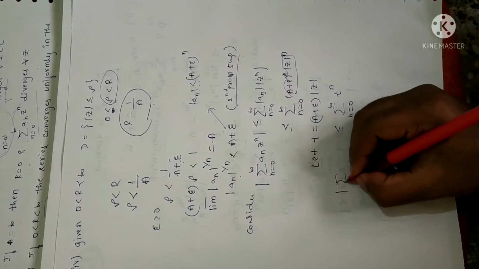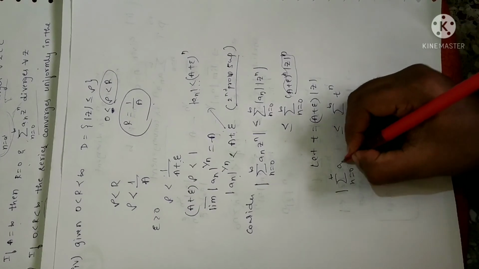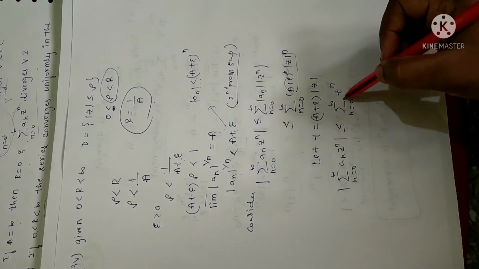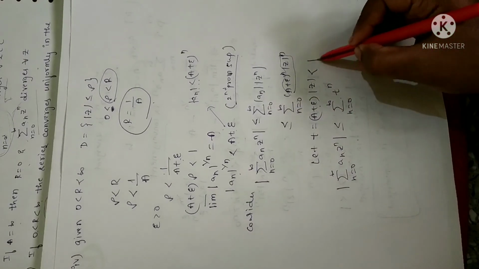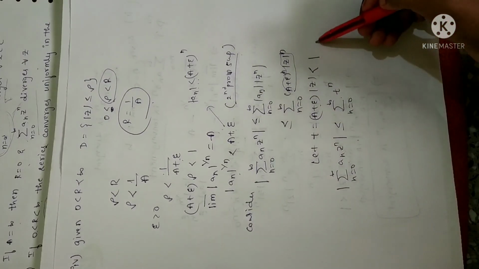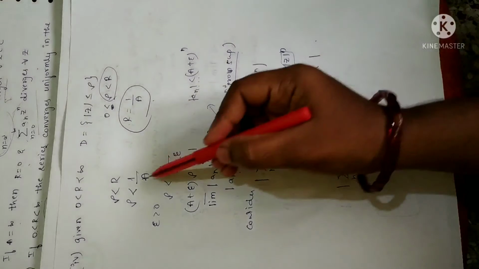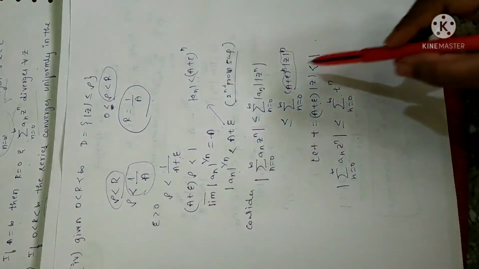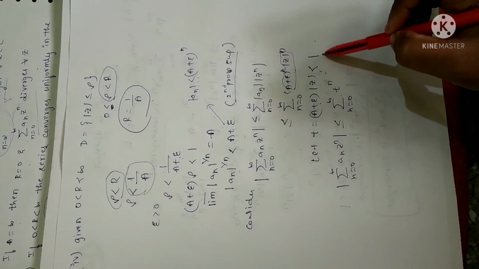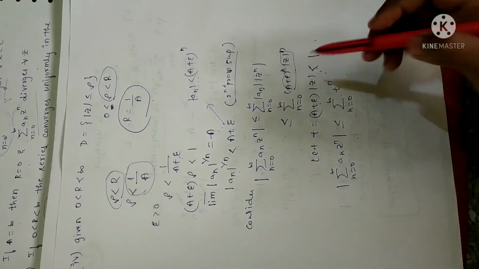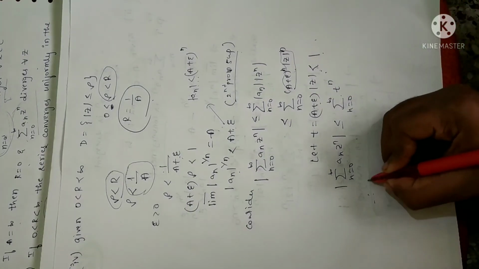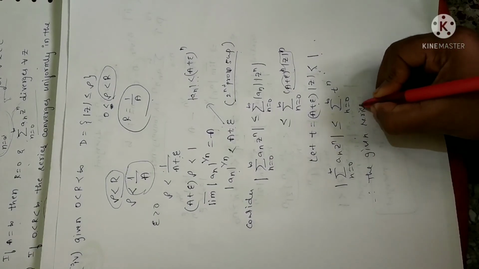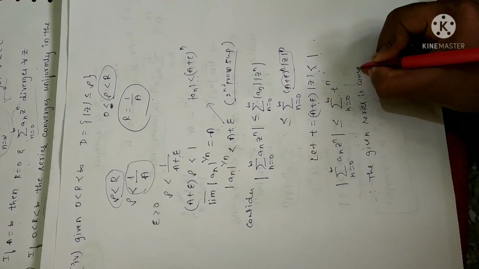Let me write the LHS as it is: the summation n equals 0 to infinity of a_n z power n. Now we can clearly note that the common ratio is less than 1. Why? Because we have assumed that it is less than R, that is, less than 1 by a. So the common ratio is also less than 1. As I already told you, when the common ratio is less than 1, the given series is convergent. Therefore, the given series is convergent.